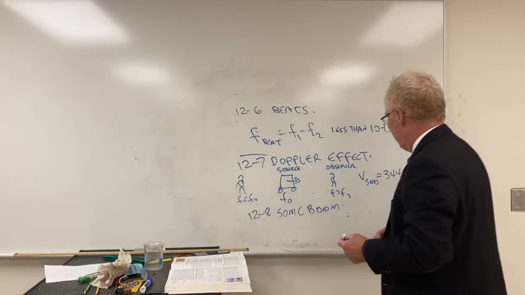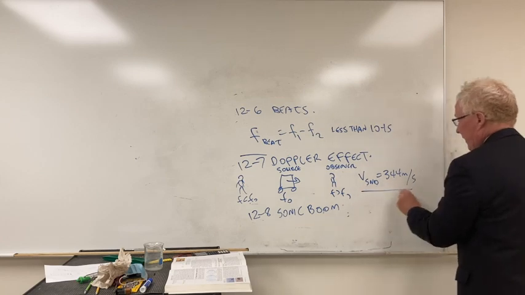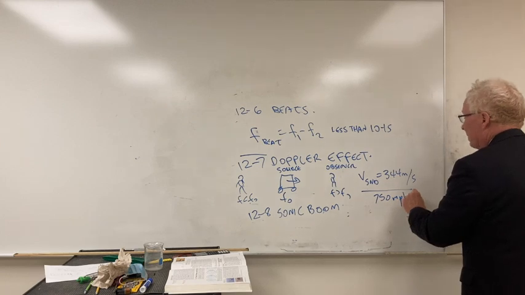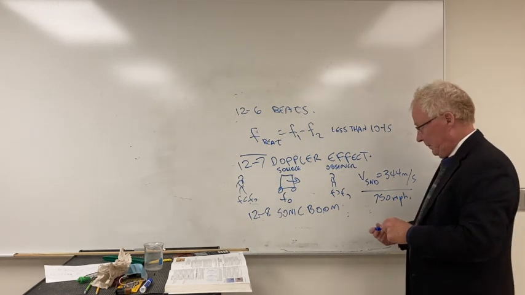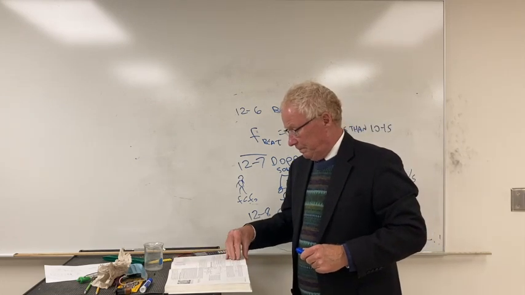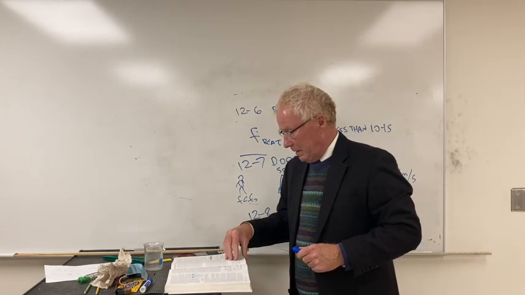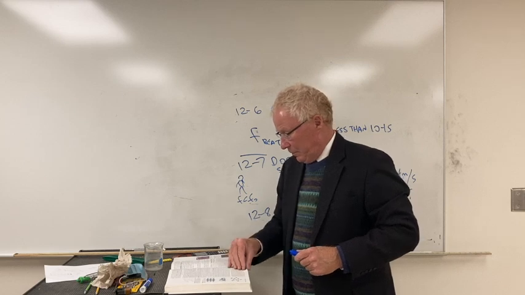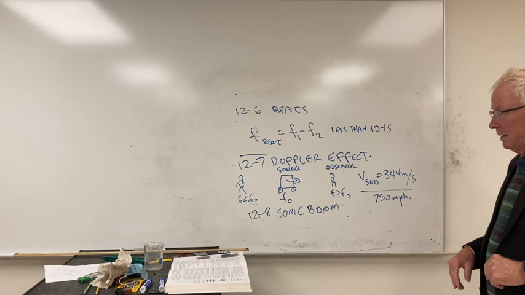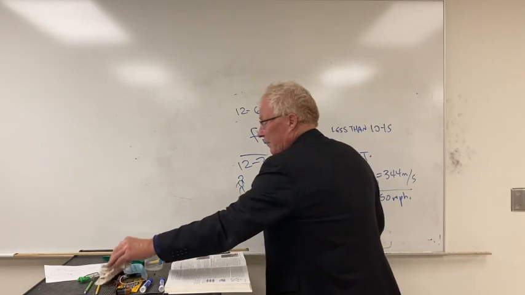And the speed of sound is 344 meters per second, or about 750 miles per hour. So that is chapter 12. Okay, so leave that up, and then move on to the next chapter.